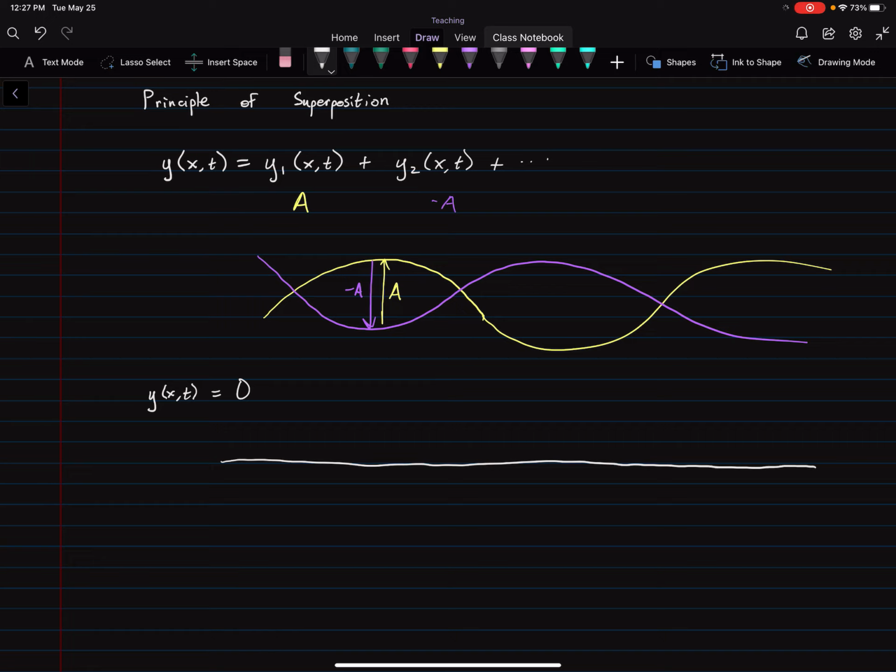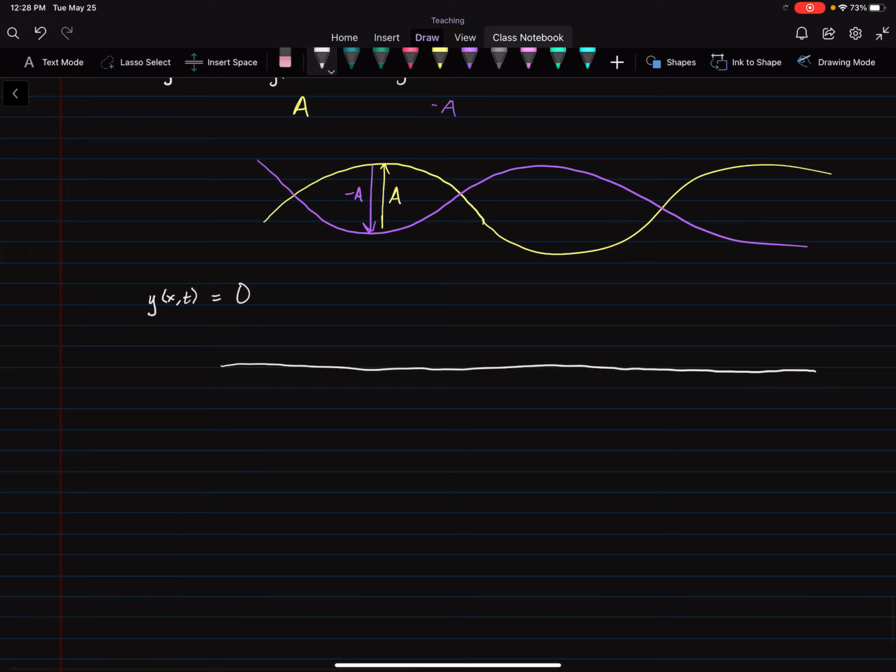It's pretty interesting. This concept is another one of those, I keep saying this, but it's very true, that has implications way beyond just waves on a string, even beyond electromagnetic waves, and it has implications in quantum mechanics and beyond. So it's worth remembering and hanging on to.